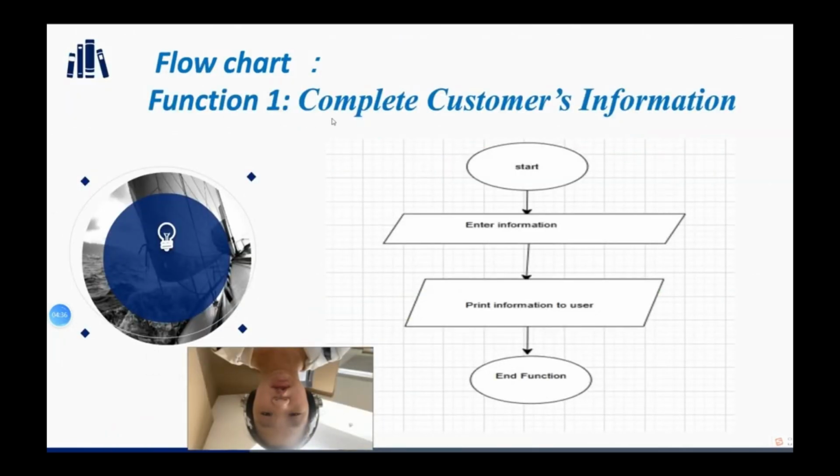Flowchart of function 1. Complete customer information. Here is a flowchart for filling in customer information. The entire process starts with the customer entering information, saving the information to your file. Finally display a confirmation message and finally ends.